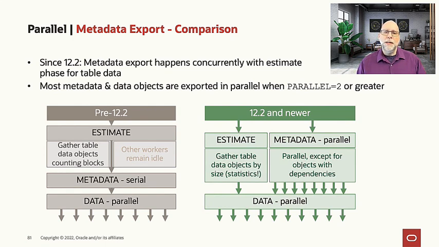With parallel metadata export, we start exporting the metadata as soon as we know what it is that we need to export from the database. So we gather the set of objects we're going to work on, and while we are estimating the data sizes, we start exporting metadata in parallel. And again, it's most of the metadata that will be exported in parallel. We're talking about things like users, table definitions, constraints, roles, and so on.